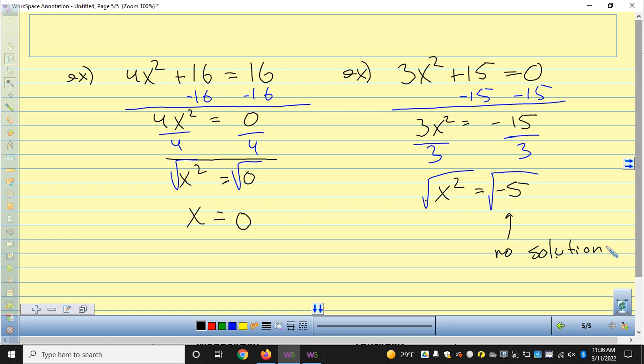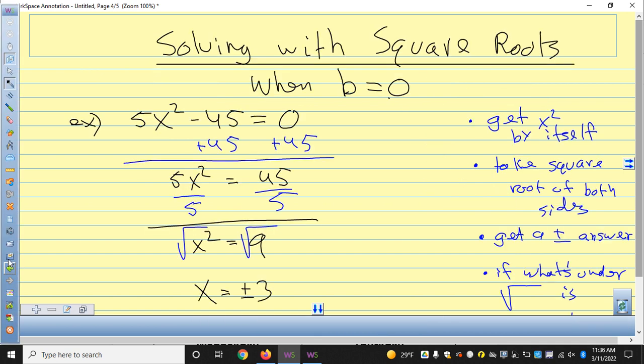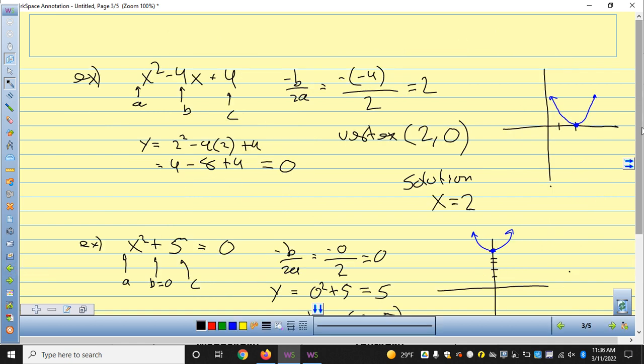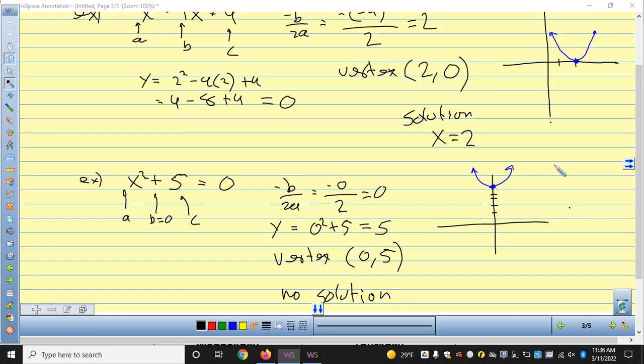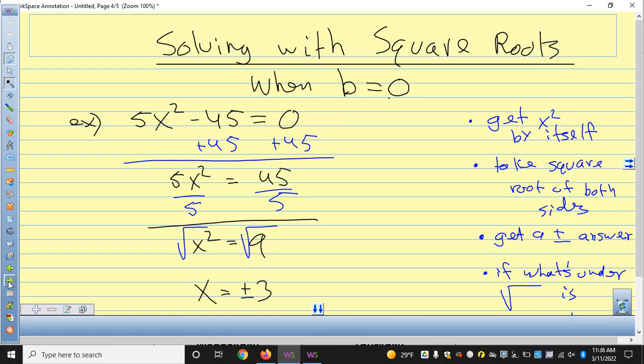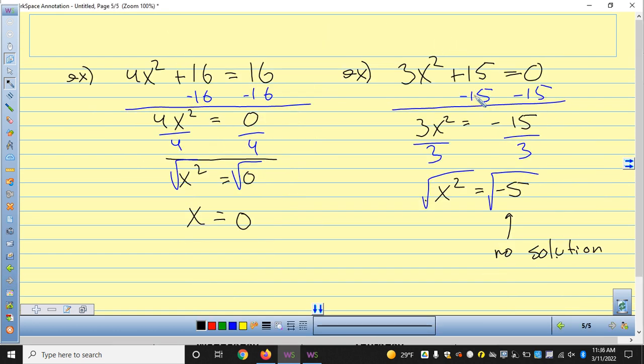And this would be a case where this graph would never cross the x-axis. That would be like this other graph that we did. This one would have no solution. And the graph of this other parabola that we just did would never cross the x-axis. That's what this means when we get no solution. For this parabola, the vertex would be at x equals 0. And that would be the only place that the parabola touched the x-axis.